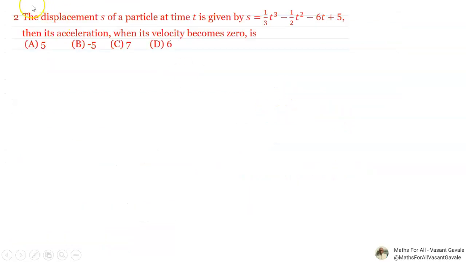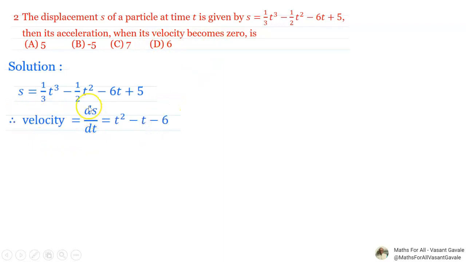Next, the displacement s of a particle at time t is given by s is equal to 1 by 3 t cube minus 1 upon 2 t square minus 6t plus 5. Then find its acceleration when velocity becomes 0. Here we will first find the first derivative, that is ds upon dt. Its derivative is t square minus t minus 6.